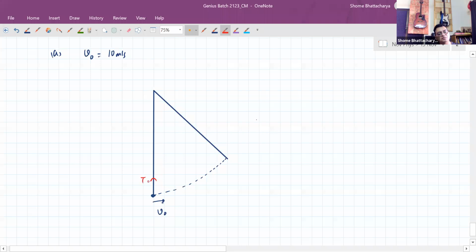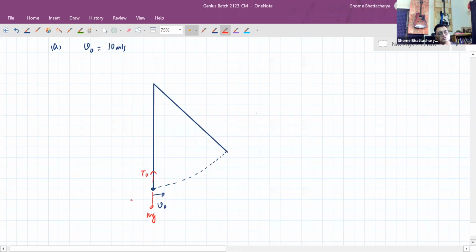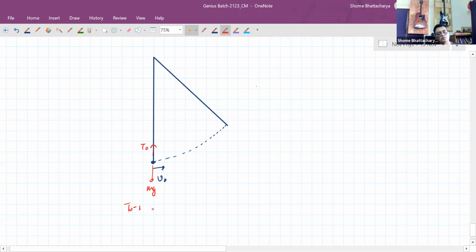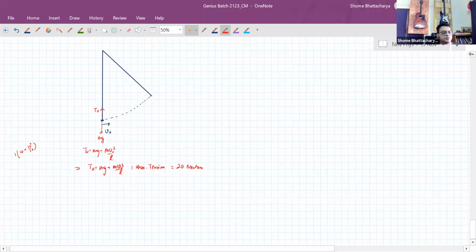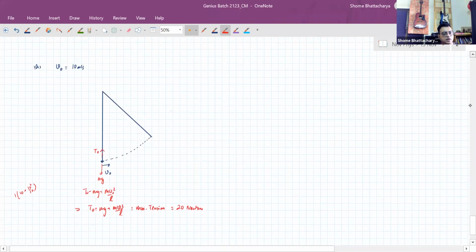This is when the tension will be maximum. So at the lowest point, the tension will be maximum. Yeah, mass 1 kg.